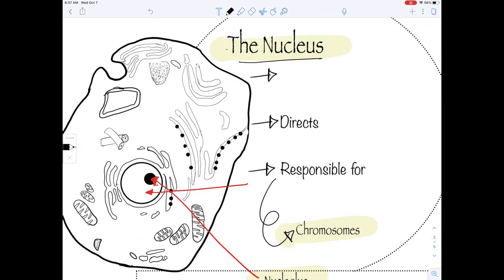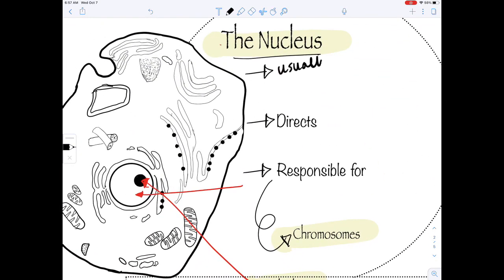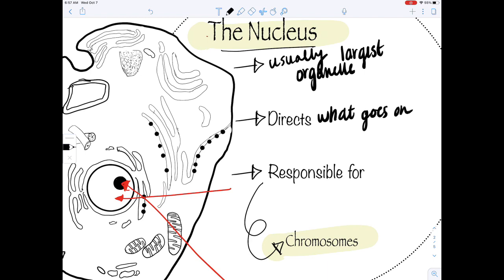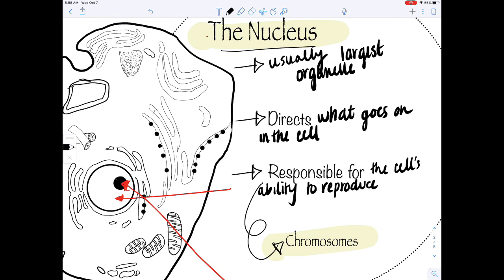So let's start looking at our organelles. First one we're looking at is the nucleus. Your nucleus is usually the largest organelle. This is the component that's going to direct what's going on inside of our cell. The nucleus is also responsible for the cell's ability to reproduce, because this is our home of hereditary information, which is your DNA, which it packages into the chromosomes. And we'll come into that in a later unit.